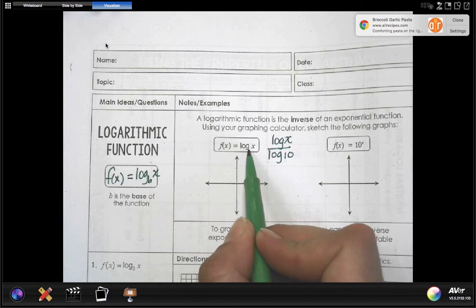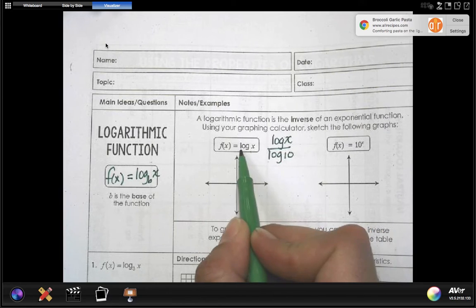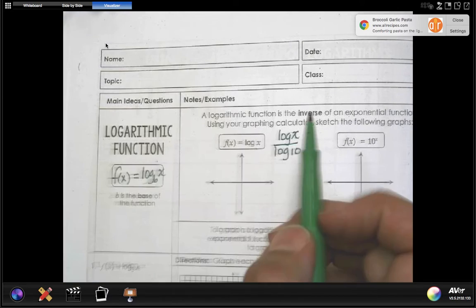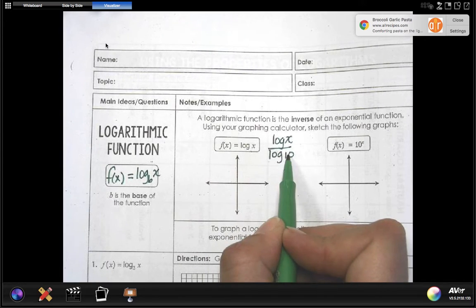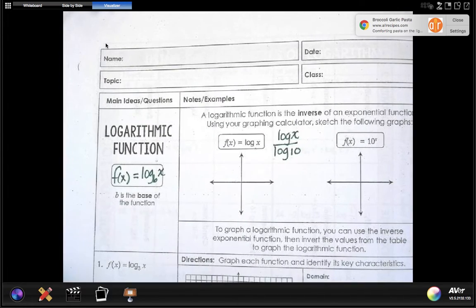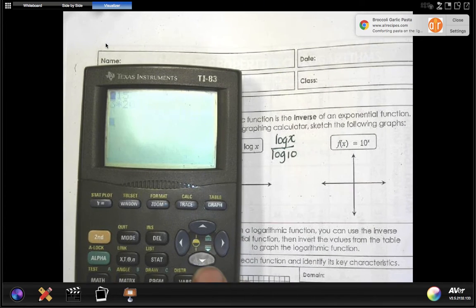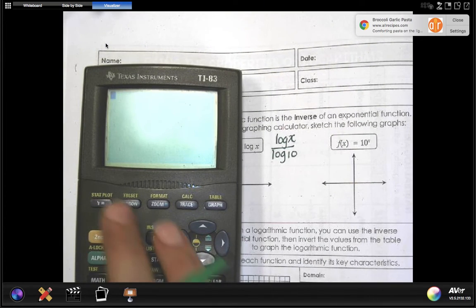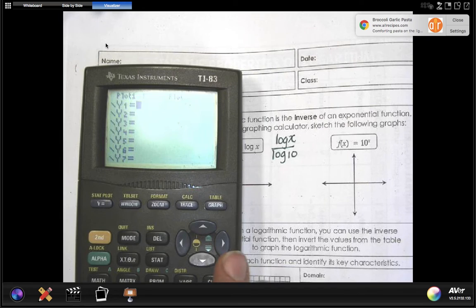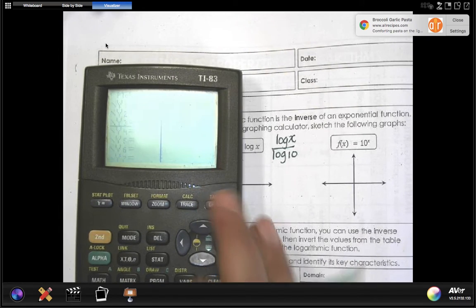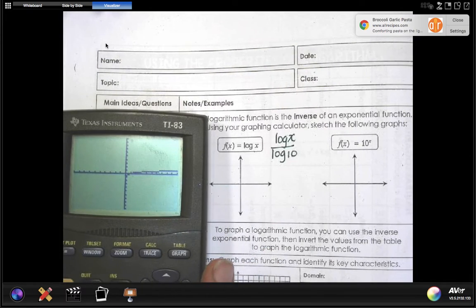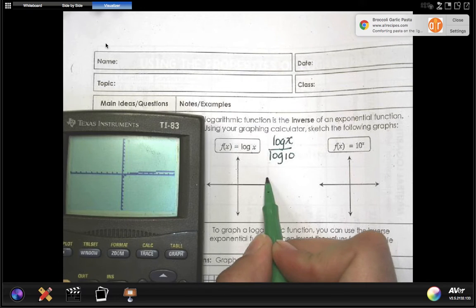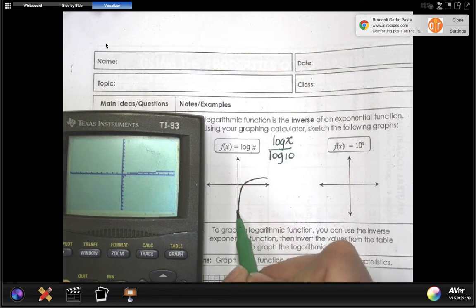But since your calculator reads it, we can just put it in as log x. So if this number was a 7, we would have to put log x over log 7 to graph it. So let's go ahead and just put log x. So go to y equals, make sure it's cleared, put in log and then x, close the parentheses, then press graph. And we're just going to sketch this function here. So it's going to look like that.